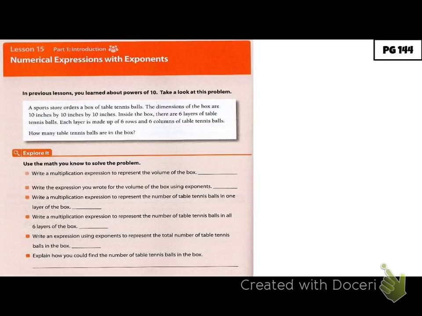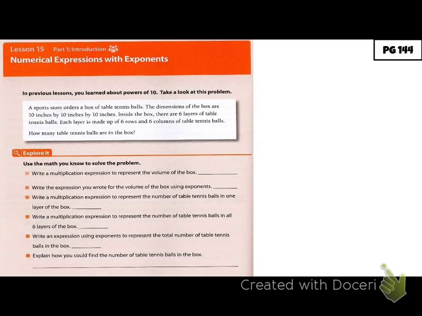So, the question on the first page says, a sports store orders a box of table tennis balls. The dimensions of the box are 10 inches by 10 inches by 10 inches. Inside the box, there are 6 layers of table tennis balls. Each layer is made up of 6 rows and 6 columns of table tennis balls. How many table tennis balls are in the box? So let's use the math we know to work out this problem.